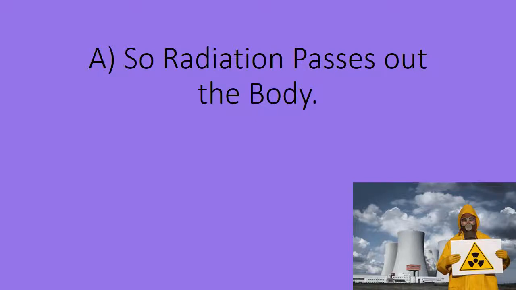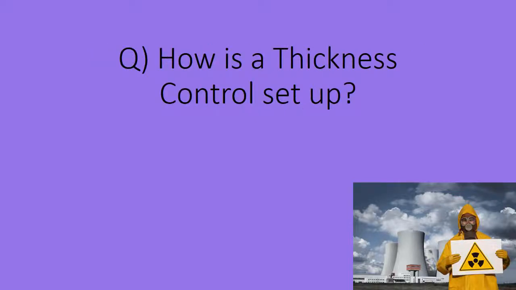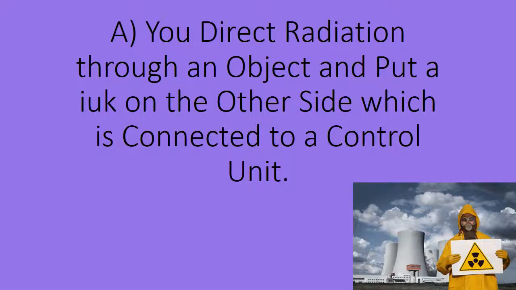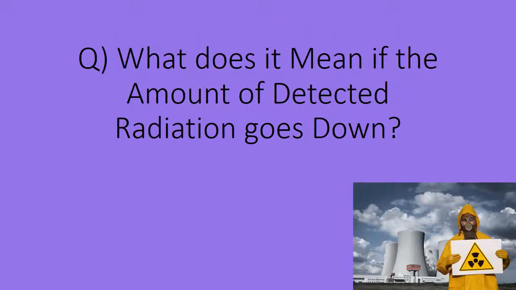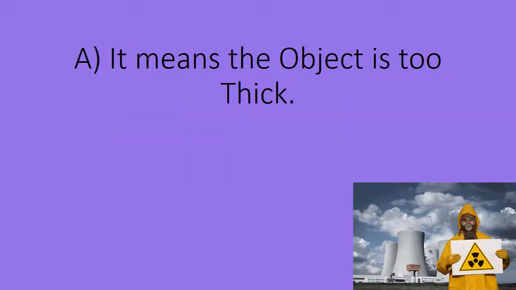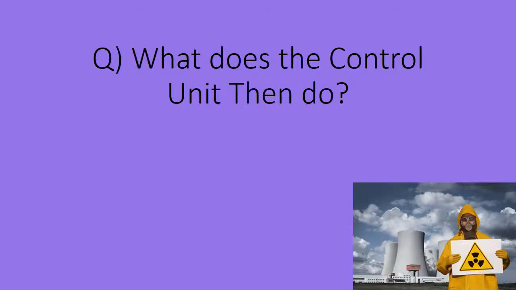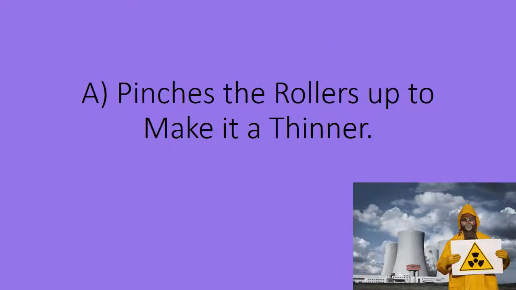How is thickness control set up? You direct radiation through an object and put a detector on the other side, which is connected to a control unit. What does it mean if the amount of detected radiation goes down? It means the object is too thick. What does the control unit then do? Pinches the rollers up to make it thinner.